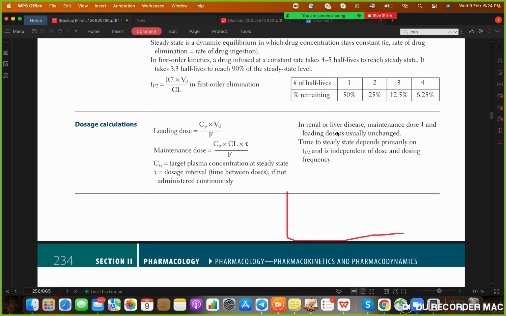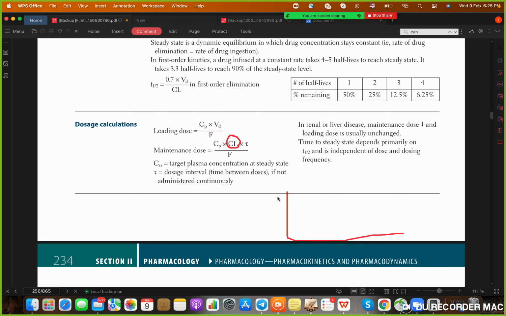The kidney and the liver are responsible for clearance, right? So since the liver and the kidney are responsible for the clearance of the medication, disorders in them are going to decrease the maintenance dose. Why? Because the drug is stuck in the body. It's not getting cleared out. If you cannot clear out the drug, it will be stuck in your body.